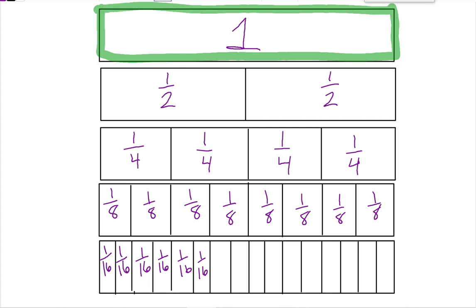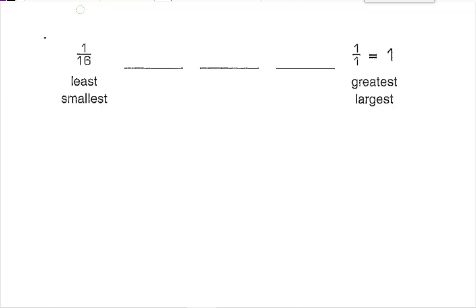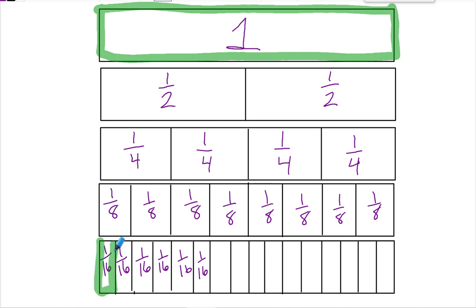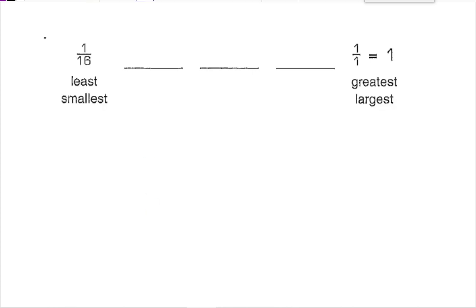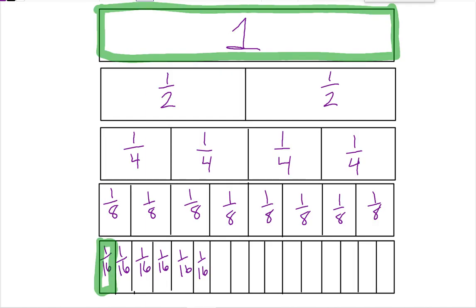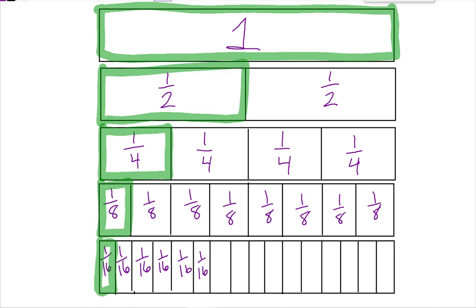So we're going to write the size of the pieces from smallest to largest. Now we can see that 1/16 is definitely the smallest. So our fractions would go 1/16. The next one is 1/8. Then 1/4, 1/2, and finally the whole. And we can see that as we go up, a 1/8 is bigger than a 1/16, a 1/4 is bigger than a 1/8, and a 1/2 is bigger than a 1/4, and then the whole candy bar is bigger than all of them.